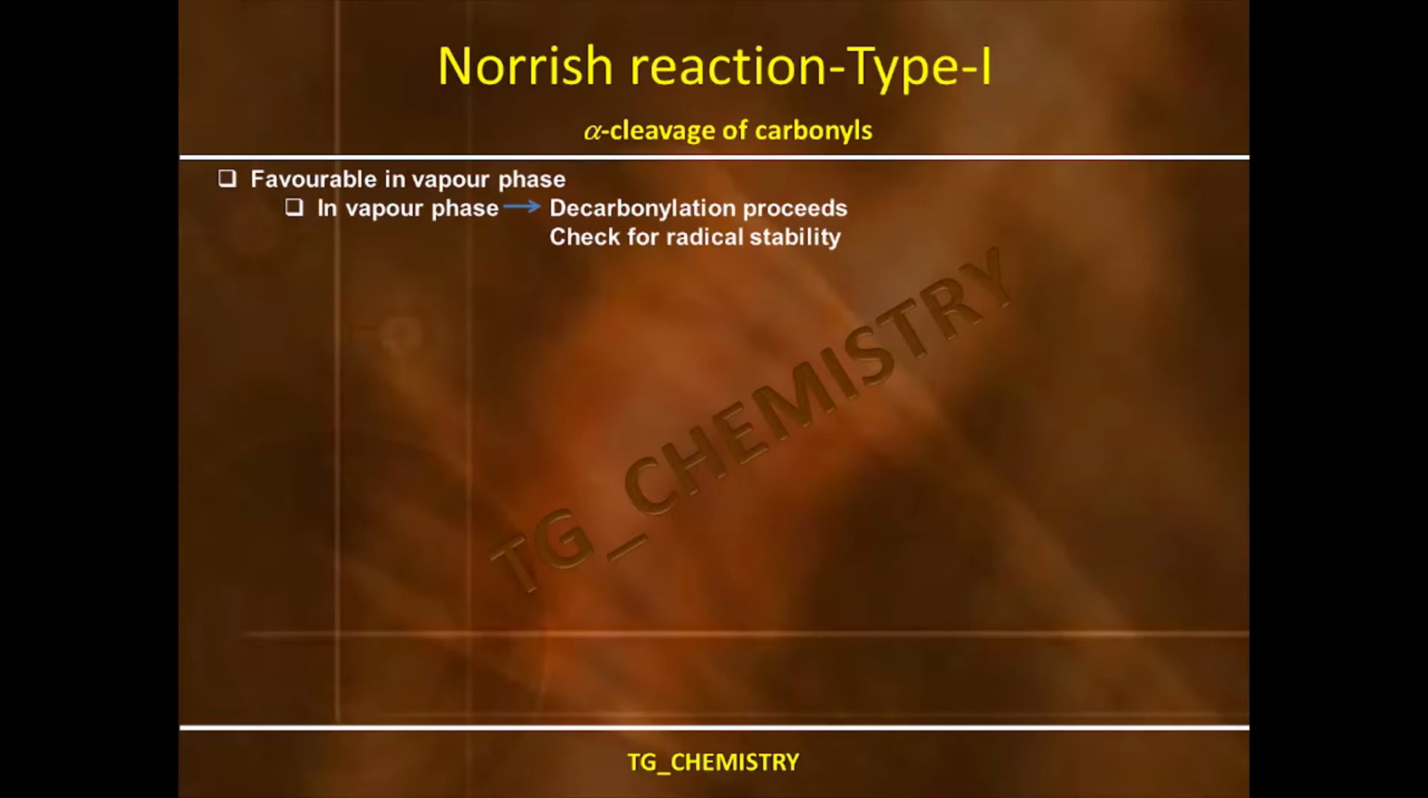In the Norrish type 1 reaction, one thing is very important to understand: this reaction is favorable in the vapor phase, and in the vapor phase this reaction will proceed via alpha scission and will lead to decarbonylation. So this is a characteristic part of the Norrish type 1 reaction, that it proceeds with a decarbonylation process. And here we need to check the radical stability, that is, which pair of radicals can be generated by means of alpha scission. Their stability needs to be checked.